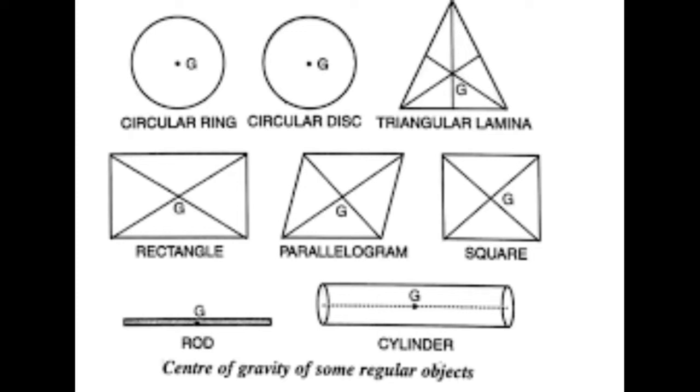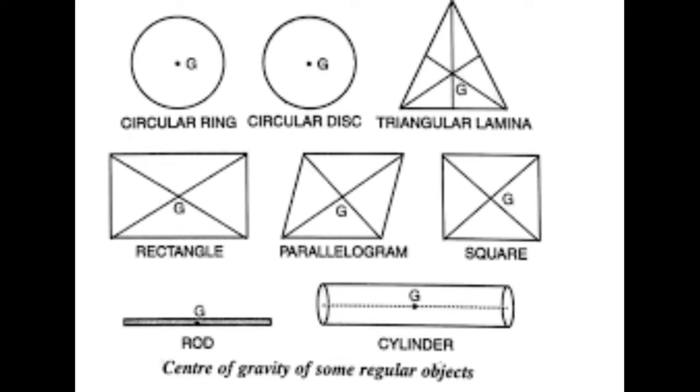You can see these are all geometric bodies. They have a particular shape. They are not irregular, they are regular shapes. So we are starting with a circular ring. The ring has its center of gravity at the center of the ring. For a circular disc, also the center of the disc is the center of gravity. For a triangular lamina, the intersection of the medians is the point through which the center of gravity acts. For a rectangle, it is the intersection of the diagonals, even for a parallelogram, even for a square.